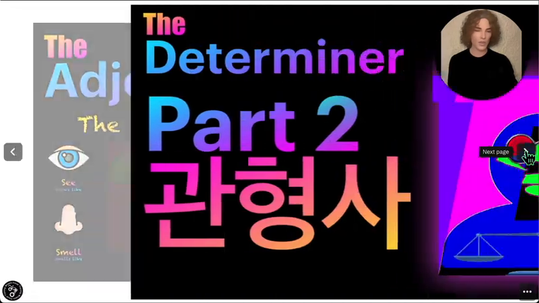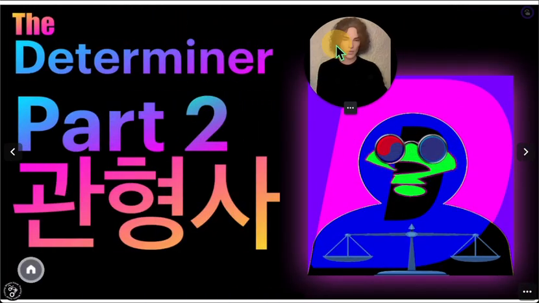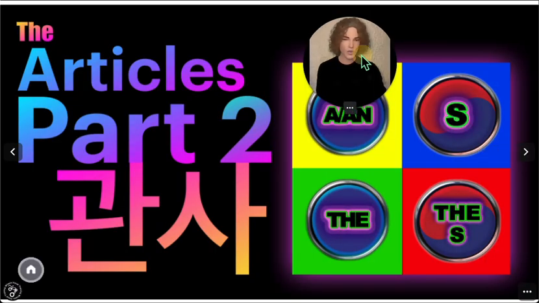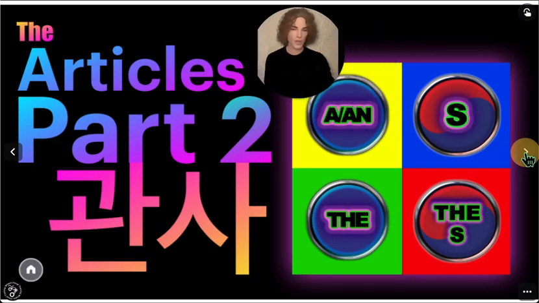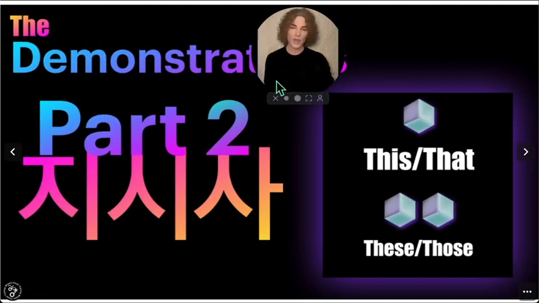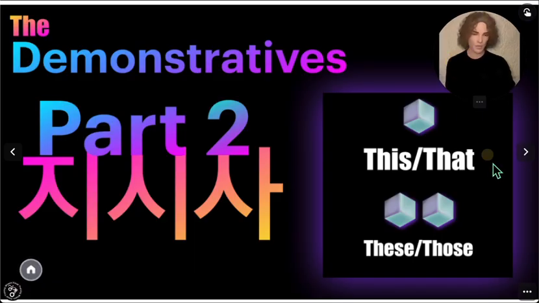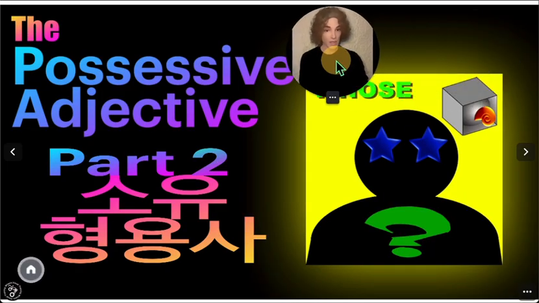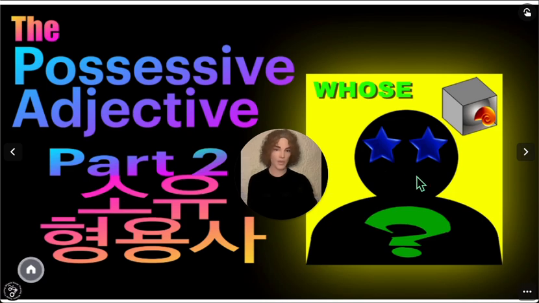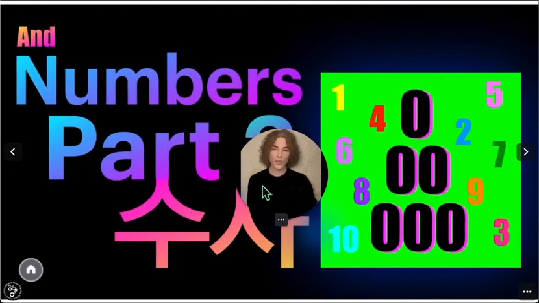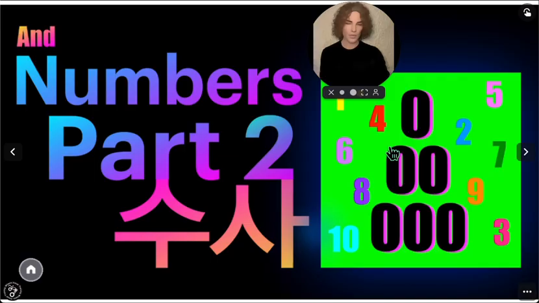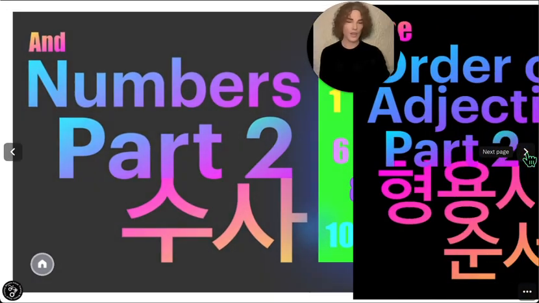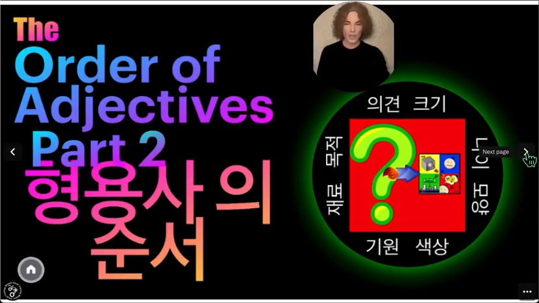Also in part 2 we have the determiner, and also in part 2 we have the articles, and also in part 2 we have the demonstratives, and continuing in part 2 we have the possessive adjective, whose. Also in part 2 we have numbers of things, numbers. Okay, let's keep continuing, and we also have adjectives in the order of adjectives.